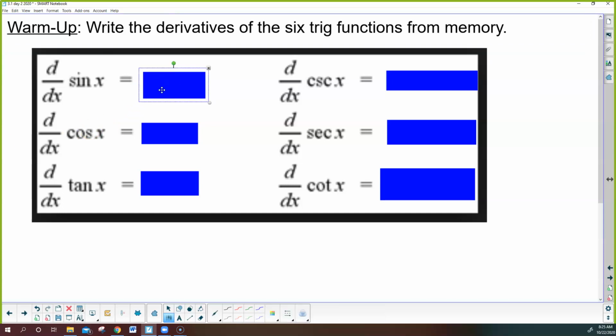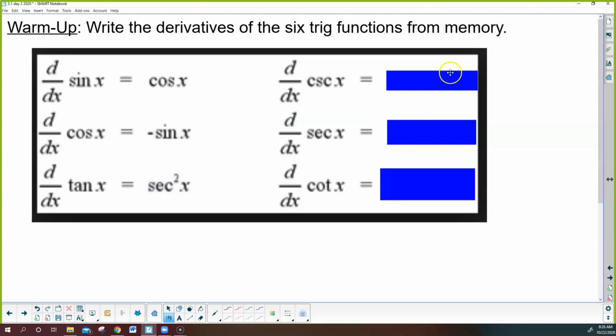All right, let's take a look. Derivative of sine is cosine. Derivative of cosine, negative sine. Derivative of tangent, secant squared. Now, I always think of this.